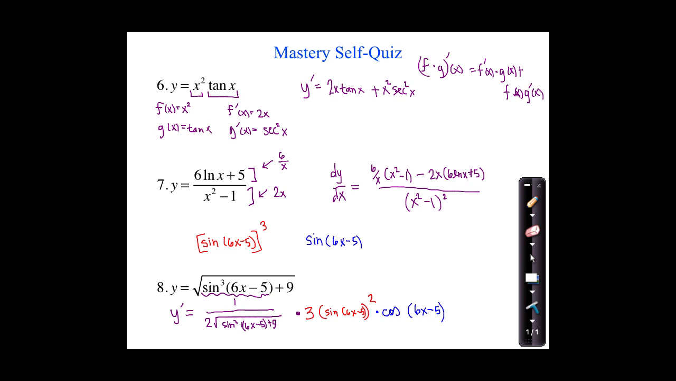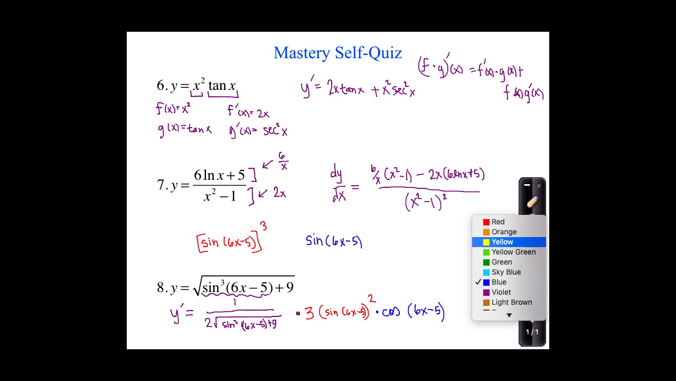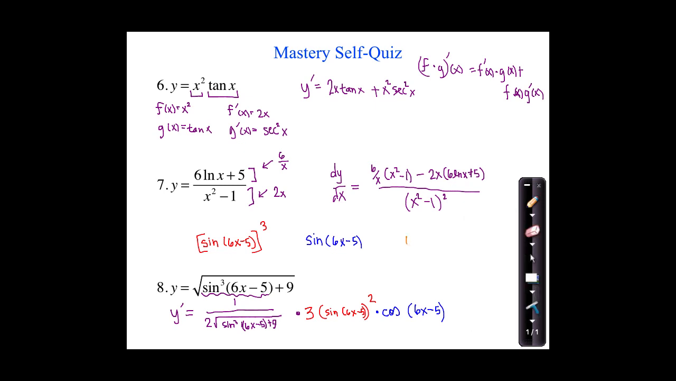But since this is not just an x, it has its own rate of change, so we've got one last level of chain rule to deal with. What's the derivative of 6x minus 5? Well, that's just 6. And finally, we're done. There's no more inner part to this. This is a linear function. Its rate of change is 6. Done. So there's a lot of levels to this.